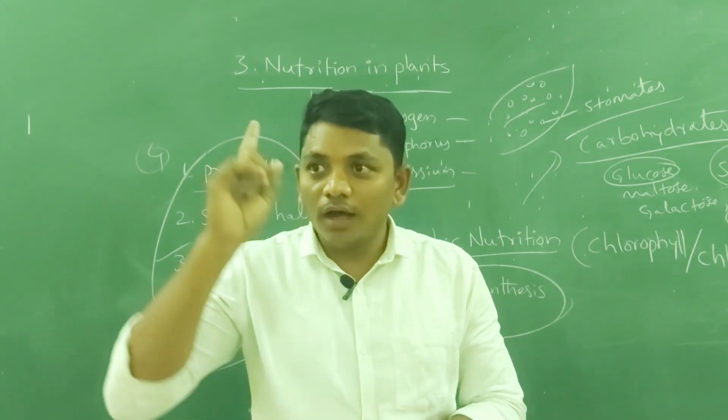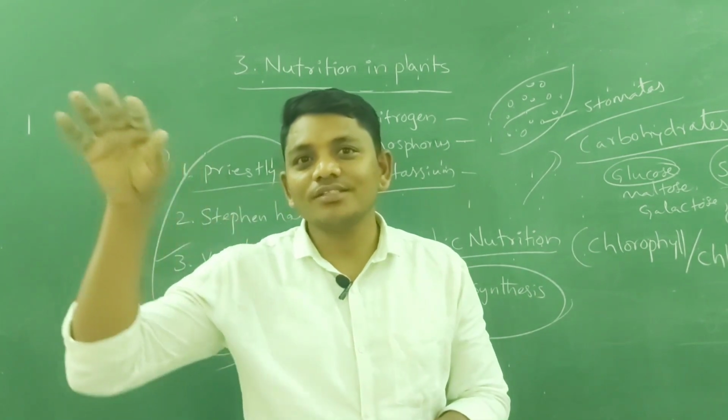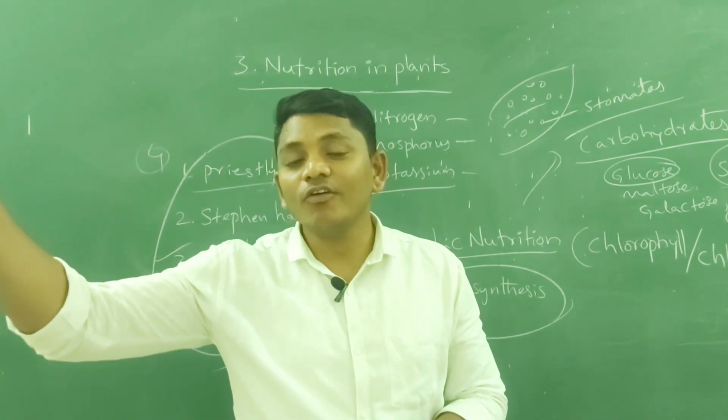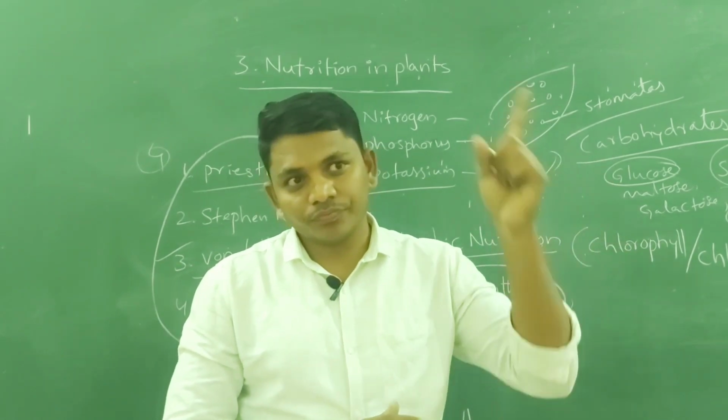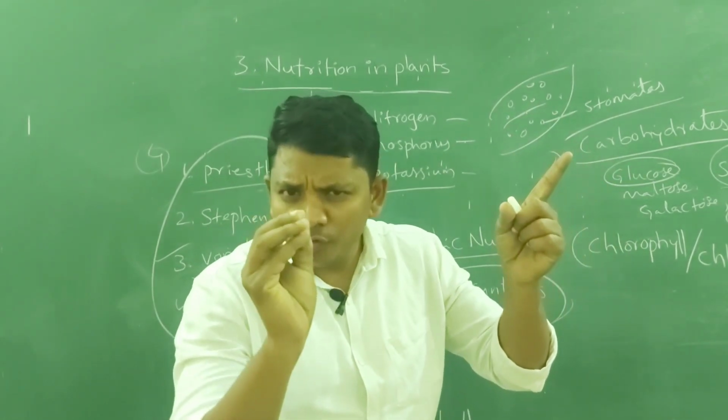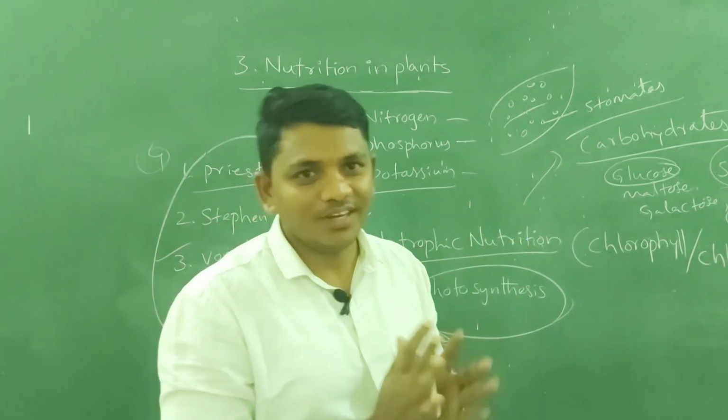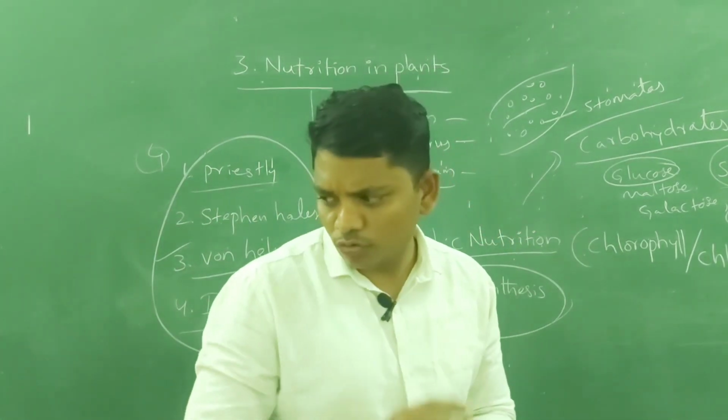You know one thing, all animals are heterotrophs. They cannot synthesize their own food because they do not have chlorophyll in the body. But all plants are autotrophs. Very few plants belong to heterotrophs. Clear? Let us discuss heterotrophs.